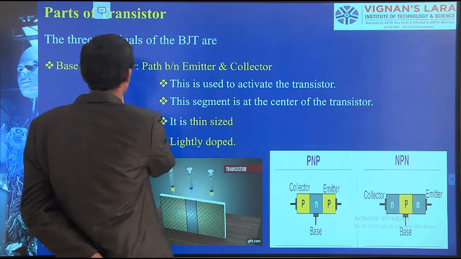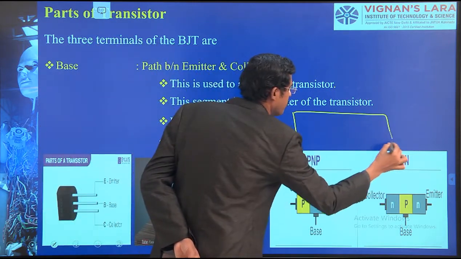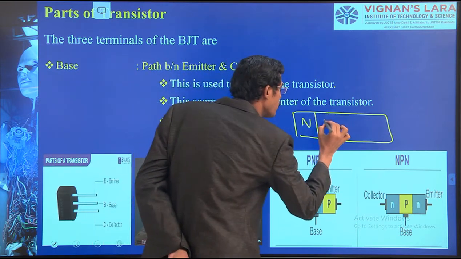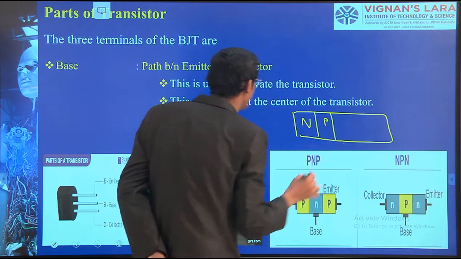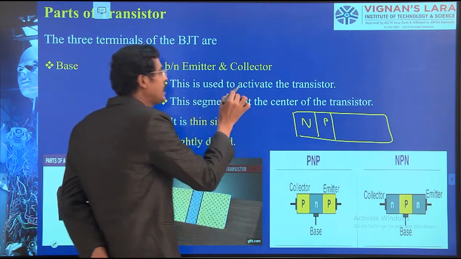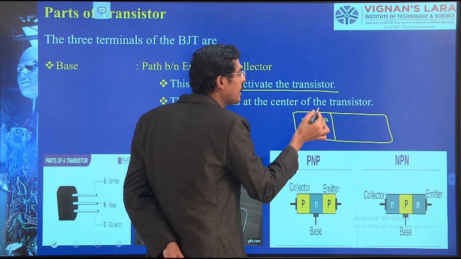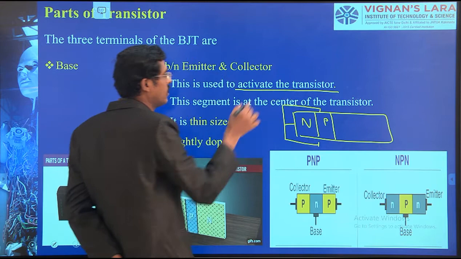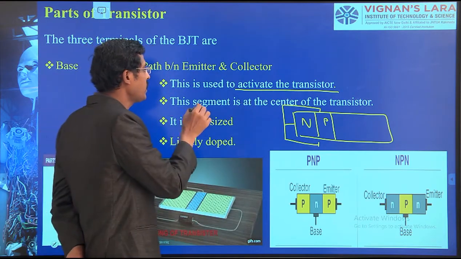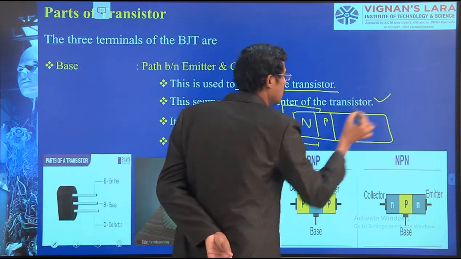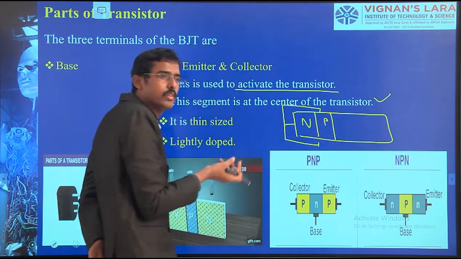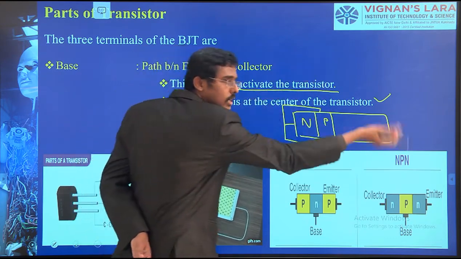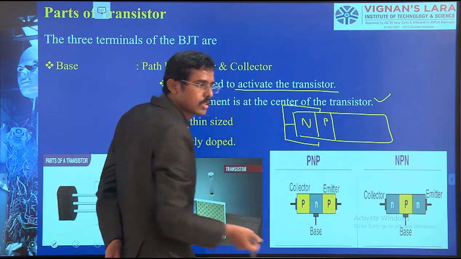Again we draw here, it's the same. So we have N moderately doped, and now we are talking about the P, which is thinly doped. This is used to activate the transistor because we are going to add a circuit here. Okay, so that is what we will add later. This segment is at the center of the transistor. This segment is thin at the center, but we want to travel the electron from one end to the other end. That is where the flow of current takes place.